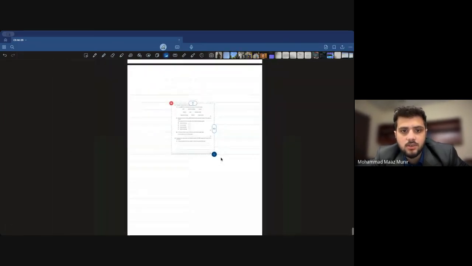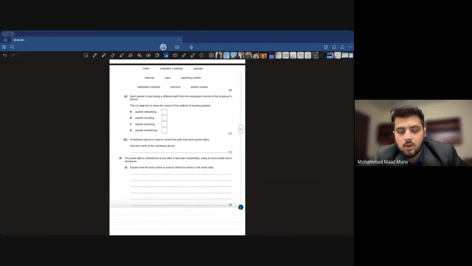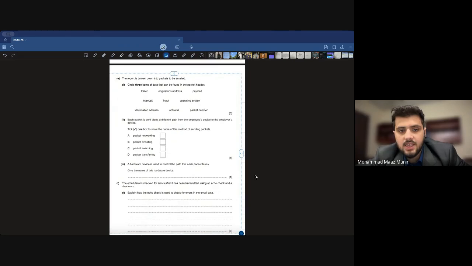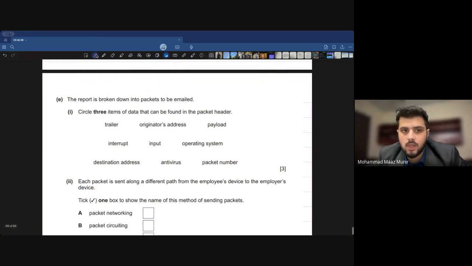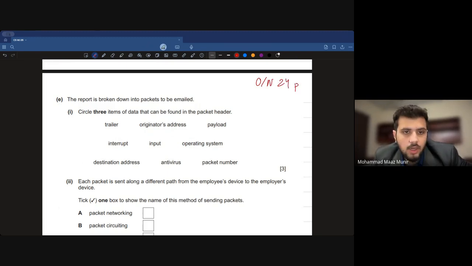So this question talks about the initial concepts again. It says that a report is broken down into packets to be emailed. Okay, makes sense. October, November 24, paper number, I guess it's paper 13. Yep. So it says that we need to tell them what's there in the packet header. So it's pretty simple, because we are well aware that it includes the packet number.